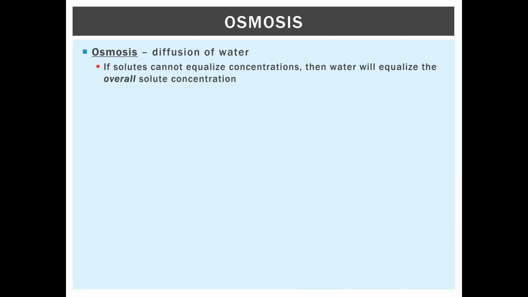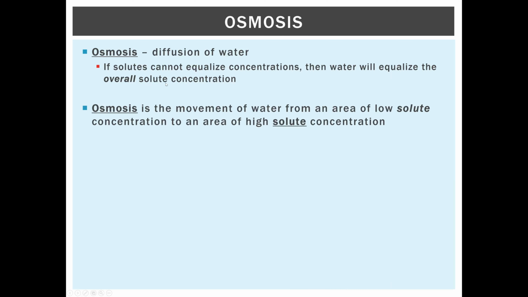All right, so now let's talk about osmosis, which is actually the diffusion of water. So if a solute cannot cross the membrane to equalize the concentration, because remember we just said that the plasma membrane can control which solutes can cross it by the presence of channels. So if a membrane does not have a channel for a particular solute, that solute cannot cross the membrane. So if solutes can't cross, then water can cross to equalize the overall solute concentration. Notice I put this in bold italic. When water moves to equalize concentrations, it doesn't care about individual solutes. It is looking at the overall solute concentration.